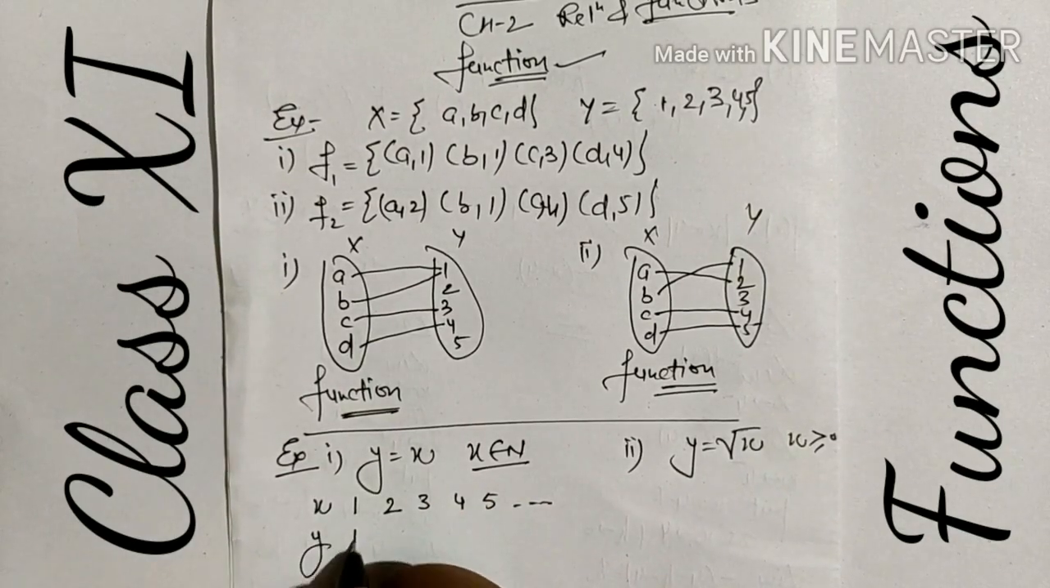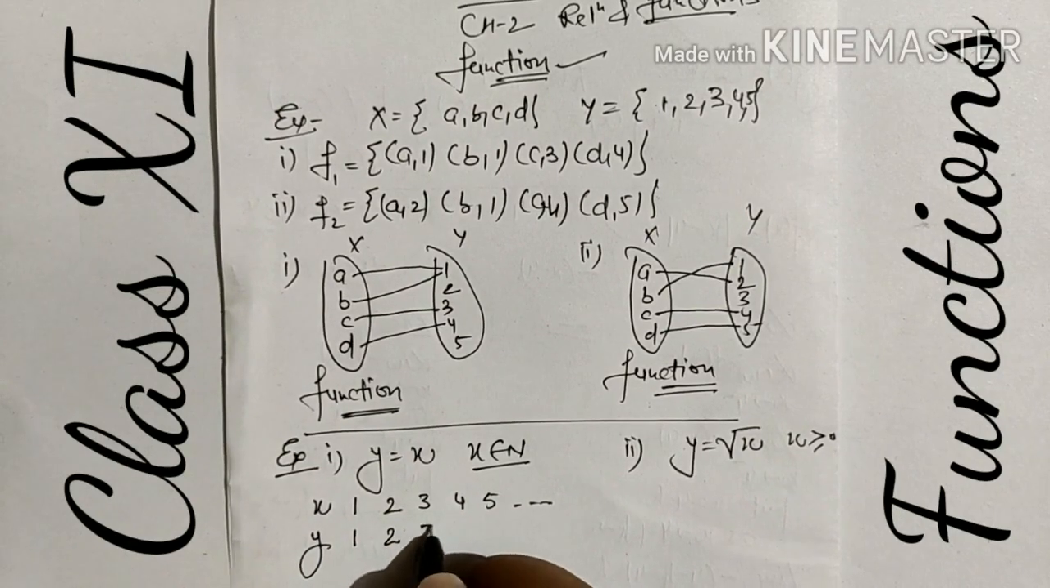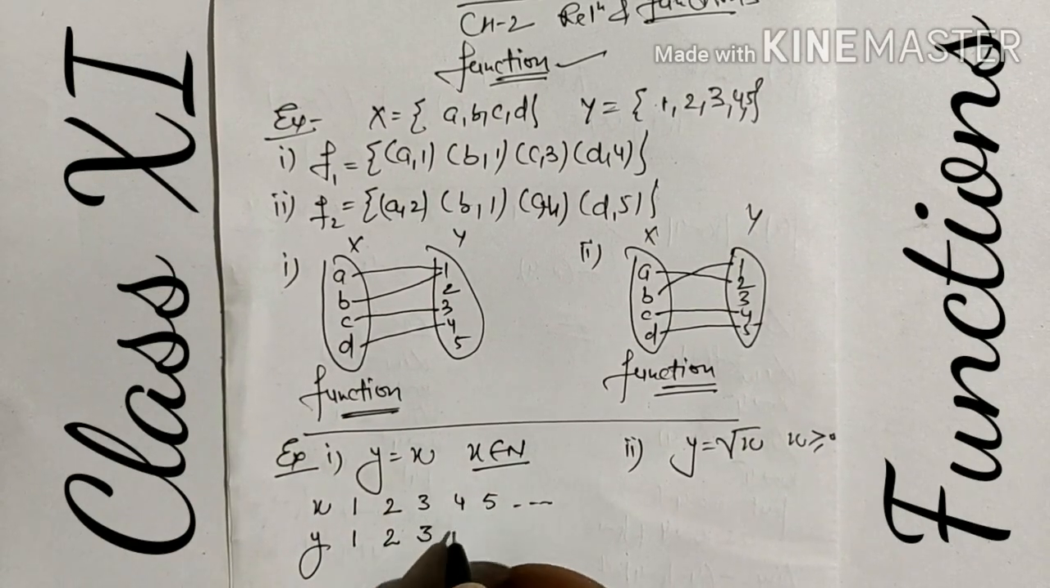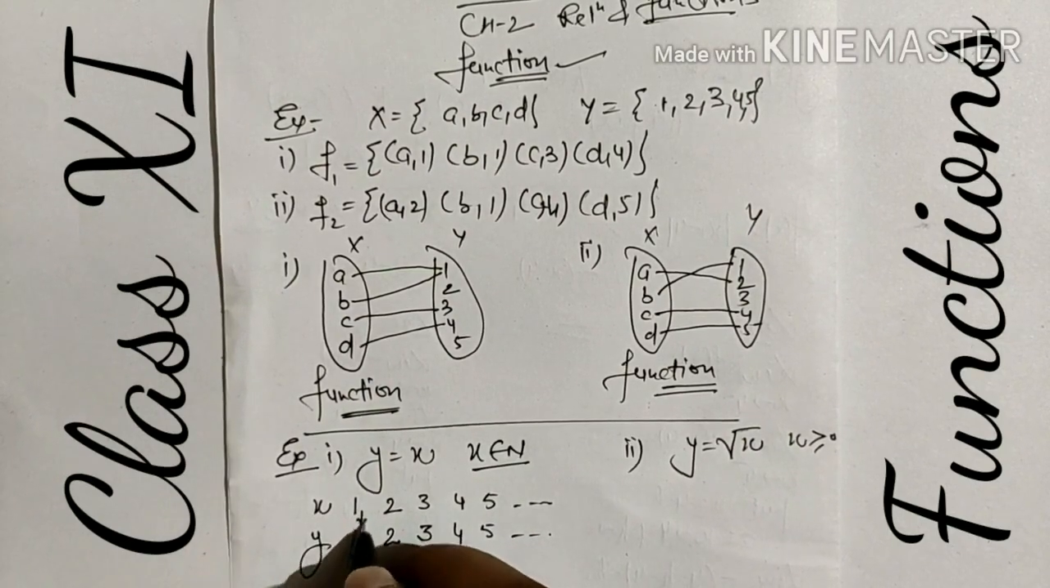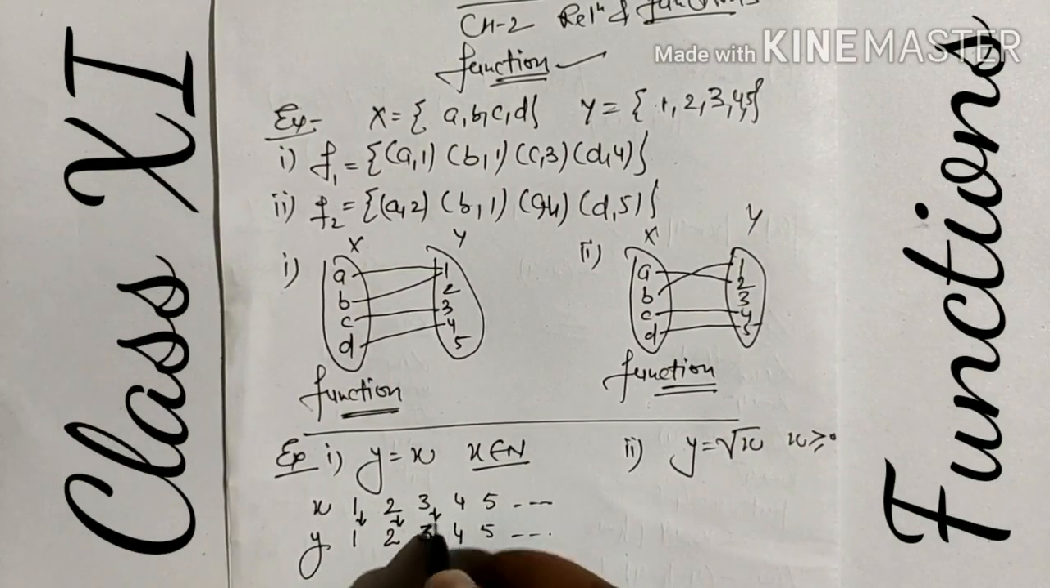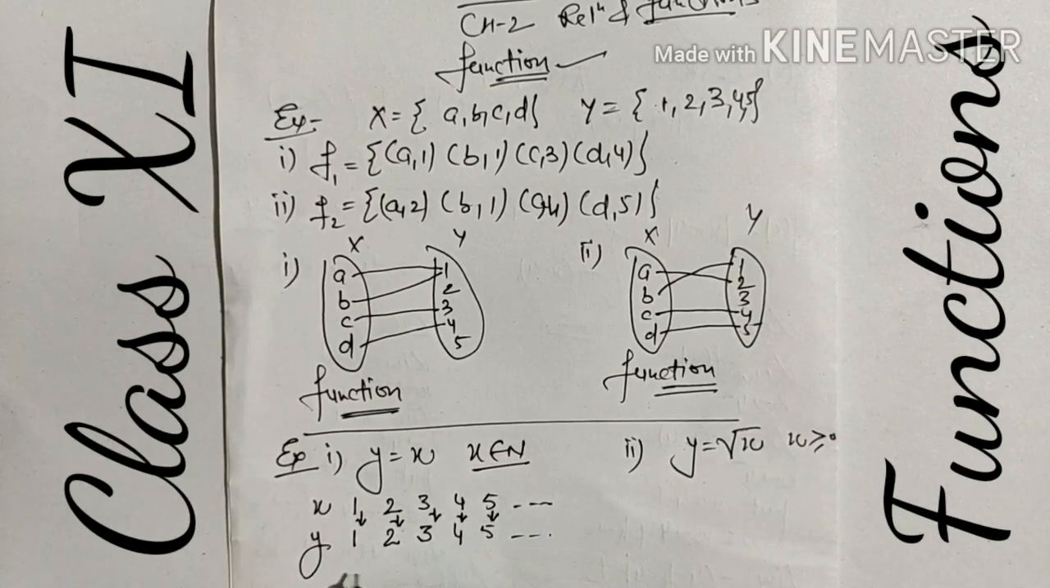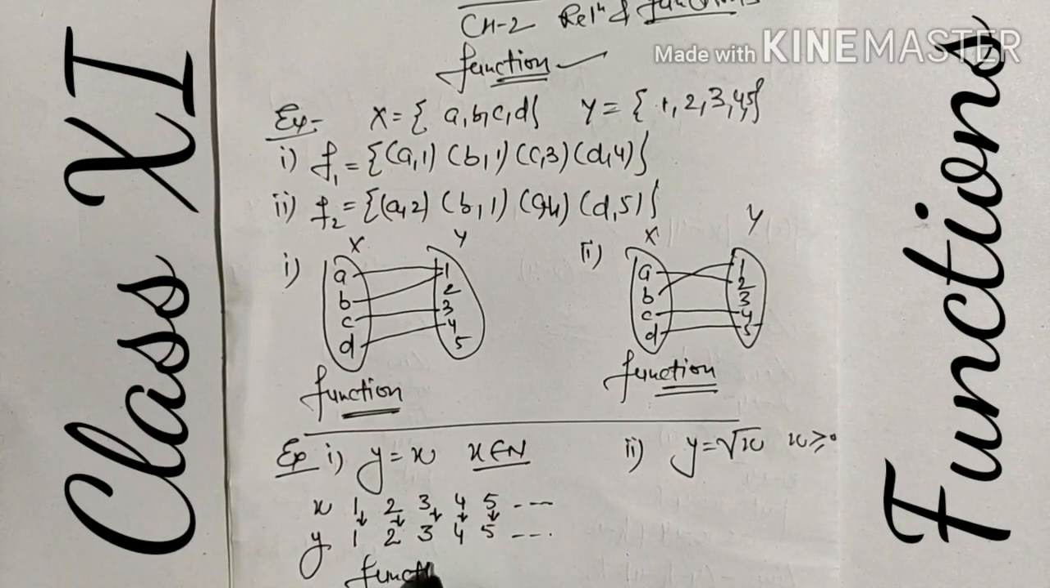If X is 1, it means Y is 1. For X equal to 2, Y is also 2. X equal to 3, Y is also 3. X equal to 4, Y is also 4. It means every element gets a single image. So it is known as a function.